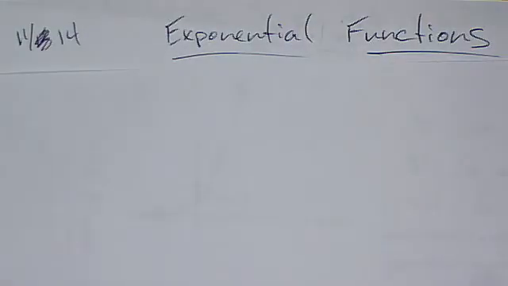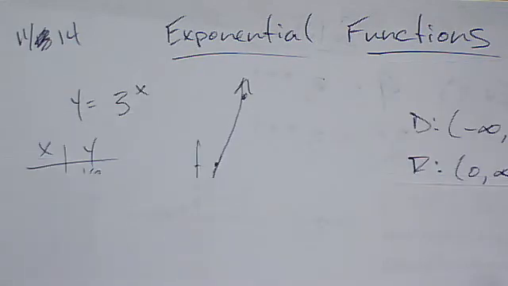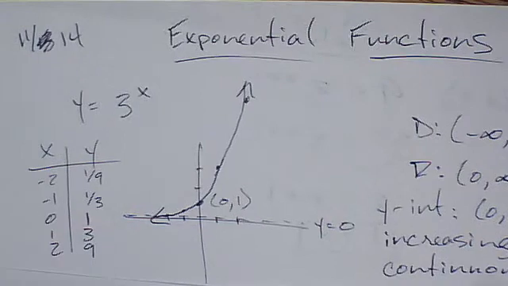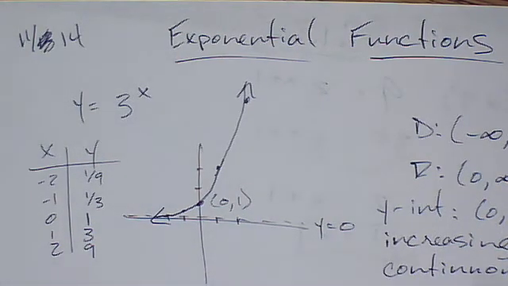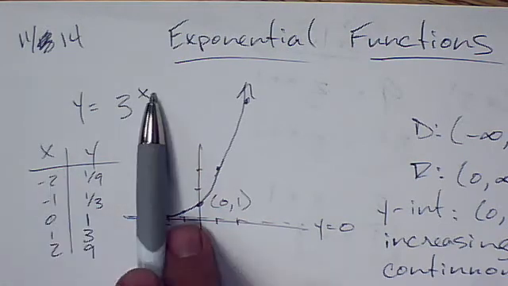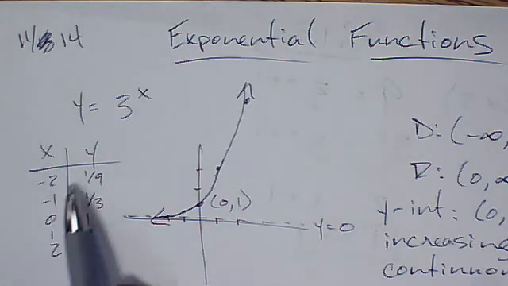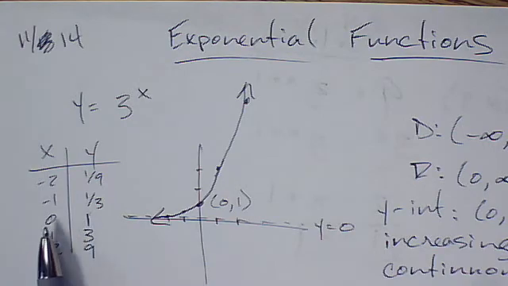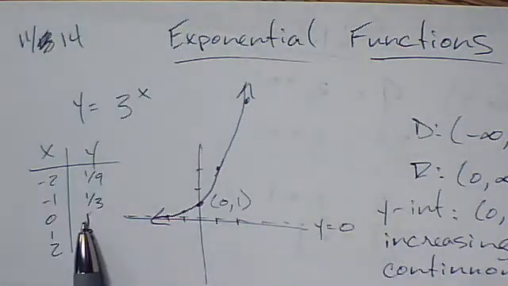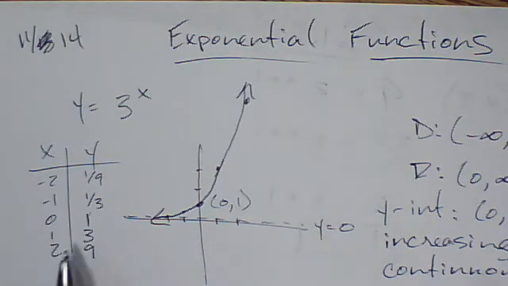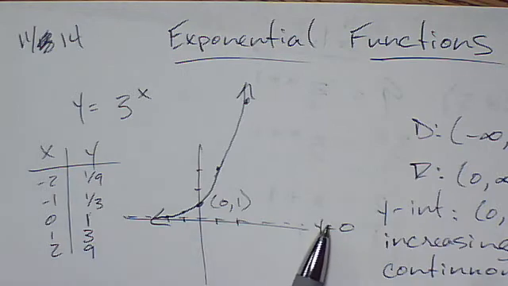We're going to start working with exponential functions. Here's a graph that I drew for you. Y equals 3 to the x. I went ahead and made your table there. If I plug in a -2, I get 1/9. If I plug in a -1, I get 1/3, and so on. Remember, any number to the 0 is 1. And then 3 to the 1 is 3. 3 squared is 9, and there's your graph. Remember, you have a horizontal asymptote at y equals 0.